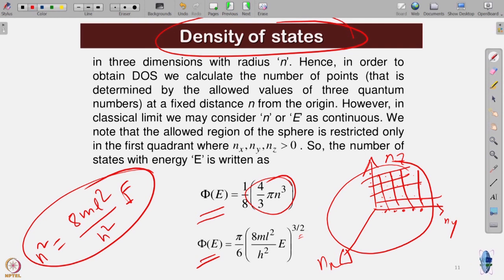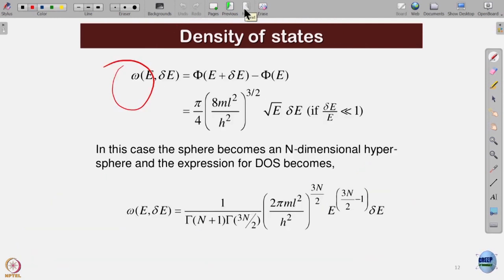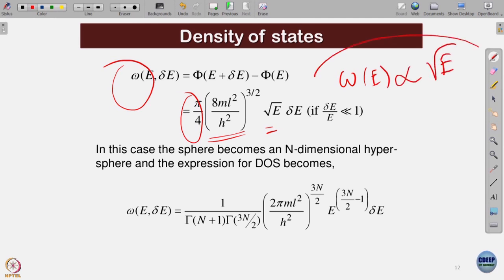so I get 4. So I get pi by 4 here, then 8 m L squared over h squared remain untouched, and 3 by 2 becomes root E, the derivative of E to the power 3 by 2 being 3 by 2 root E. So this is a beautiful, beautiful result, which shows that omega E goes as square root E. The density of states in a particle in a box goes as root E, and this is very important. This result, as I told you, is used in many applications.